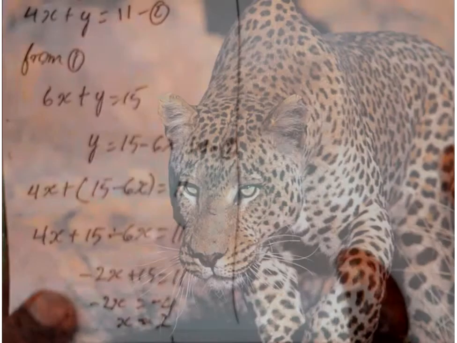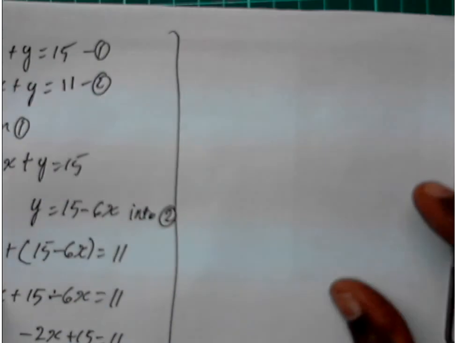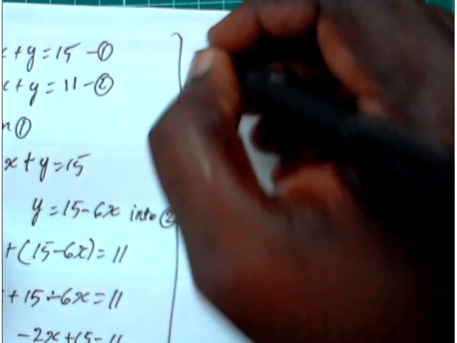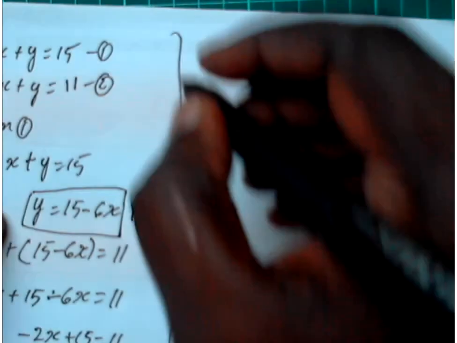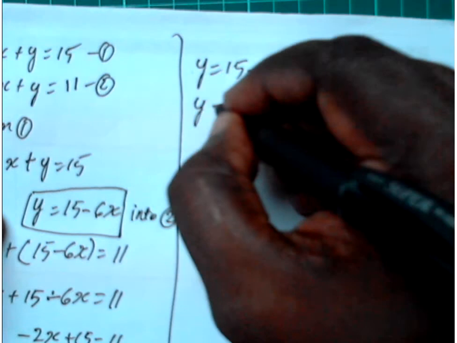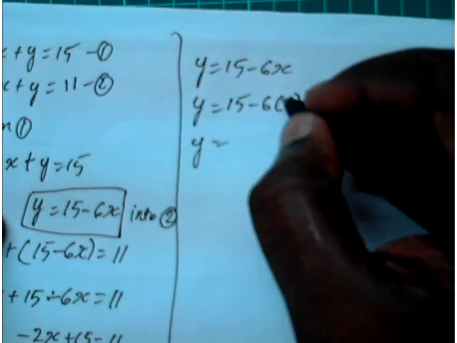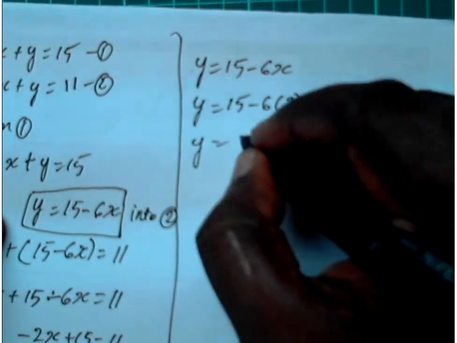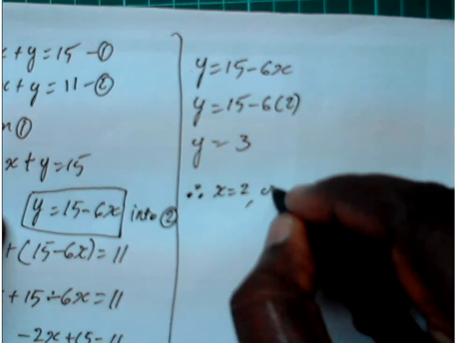Now to substitute this into the equation to continue working. Where should I put it in? I can take back this equation, right? This is the easiest one to work with because it's already in terms of y. So y is equal to 15 minus 6x. Y is equal to 15 minus 6 times 2. Y is equal to 15 minus 12 equals 3. So therefore my final answer is x is equal to 2 and y is equal to 3.